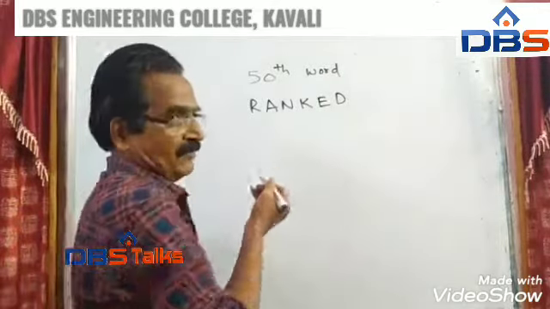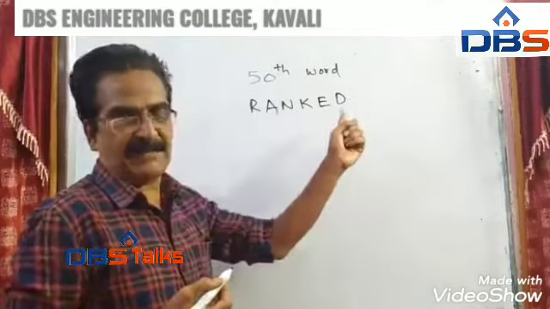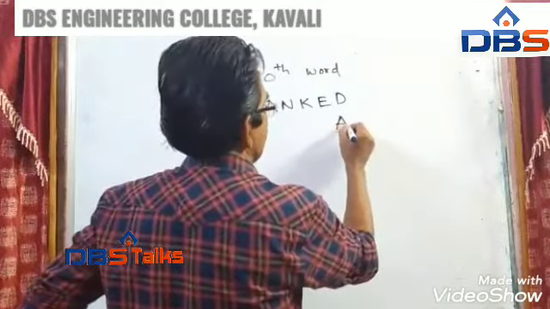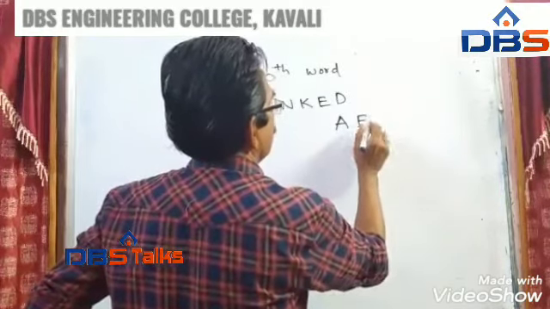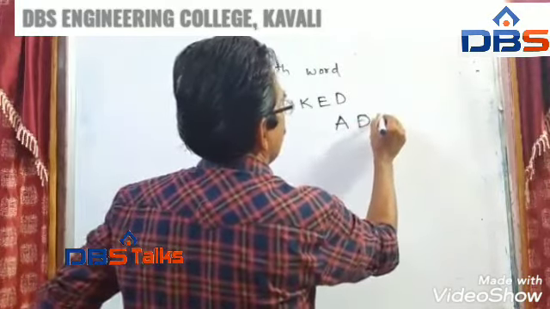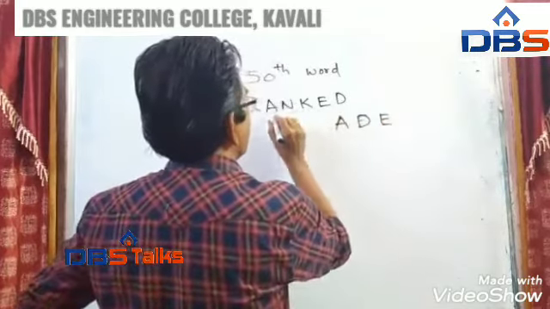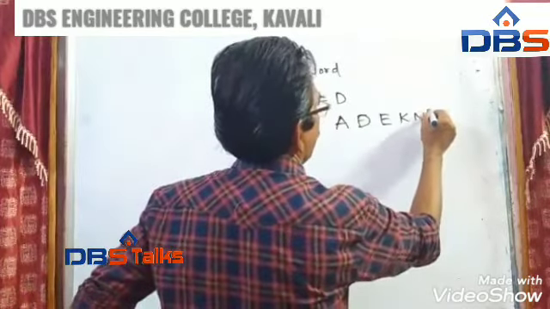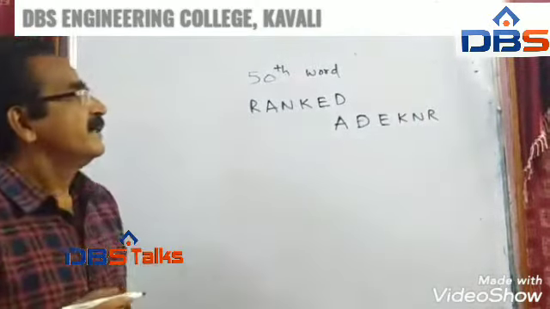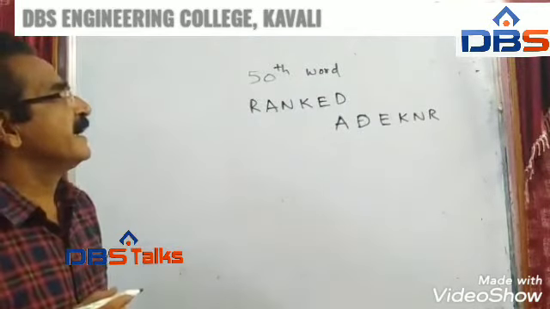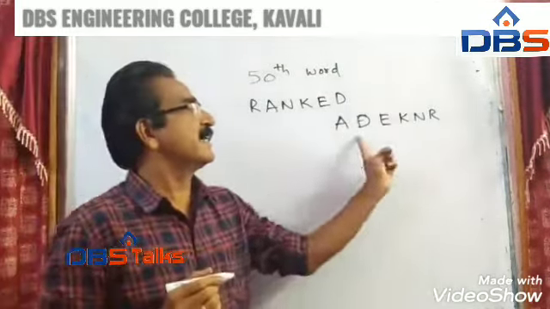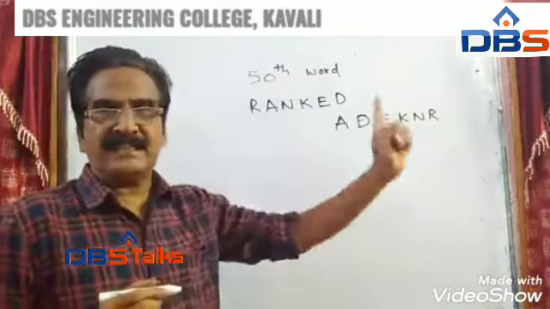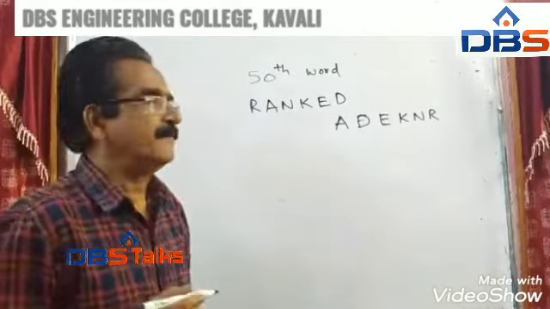Okay friends, first of all, what we have to do? We have to arrange the given letters in the alphabetical order. Say the smallest is A, next D, next E, K, N, R. A, D, E, K, N, R. This is the ascending order. First thing we have to do this. We want the 50th word.